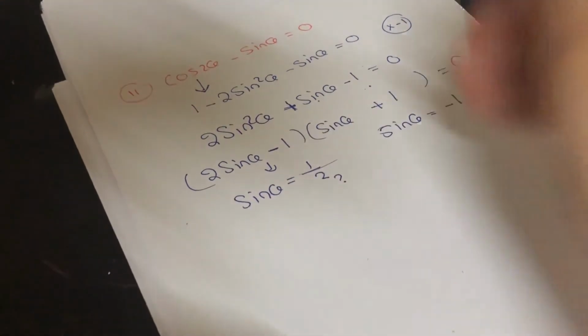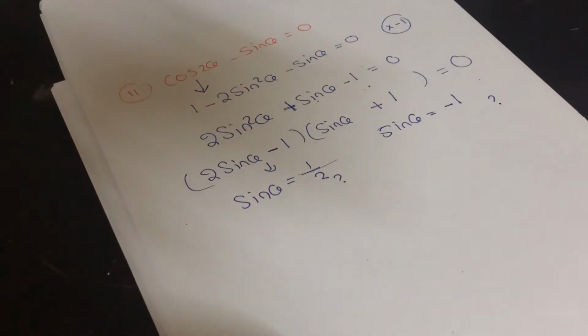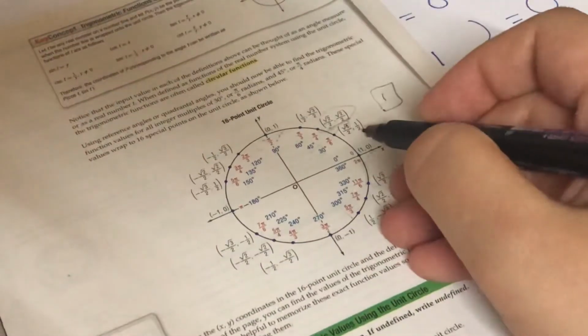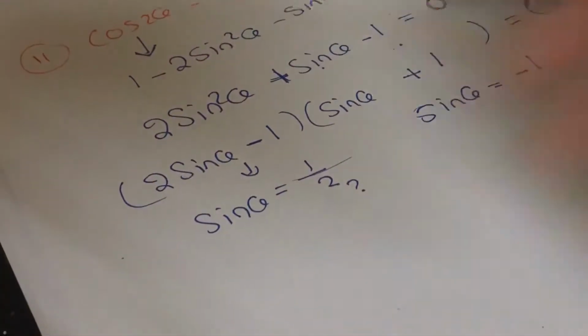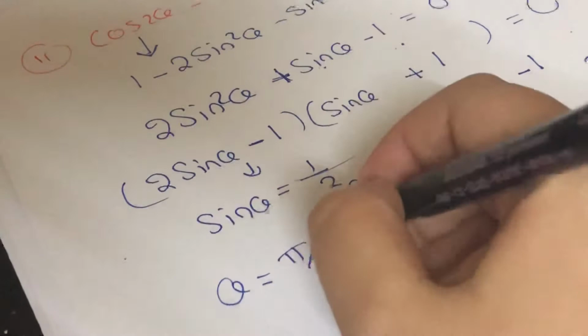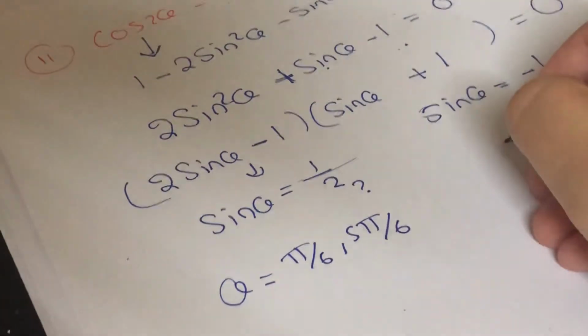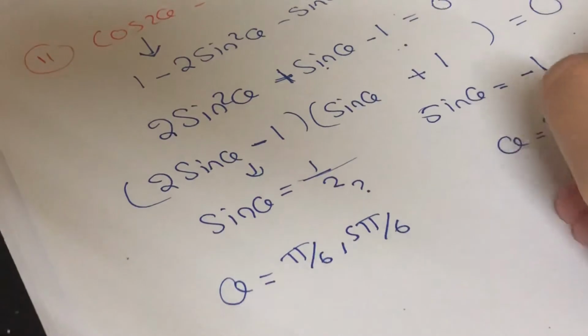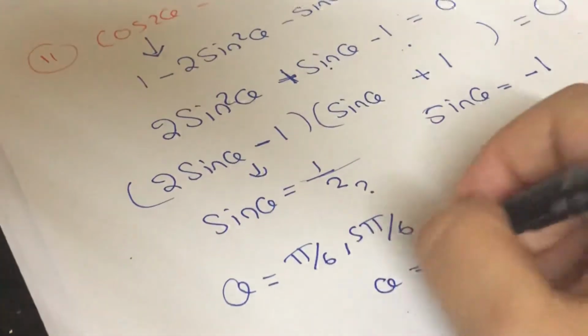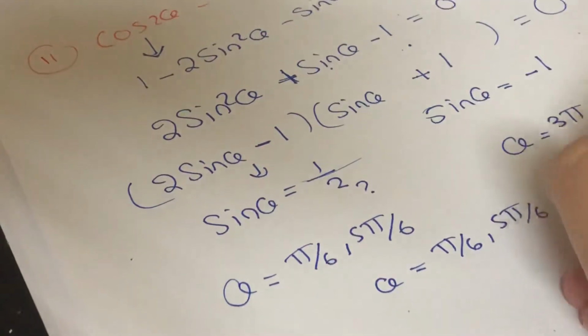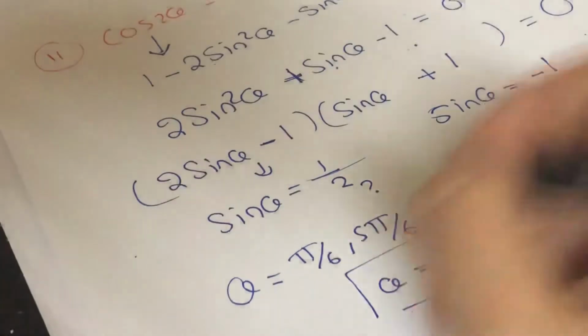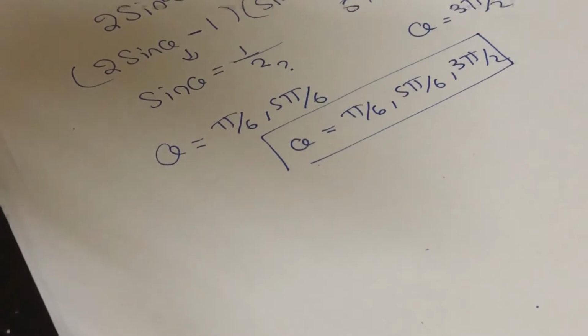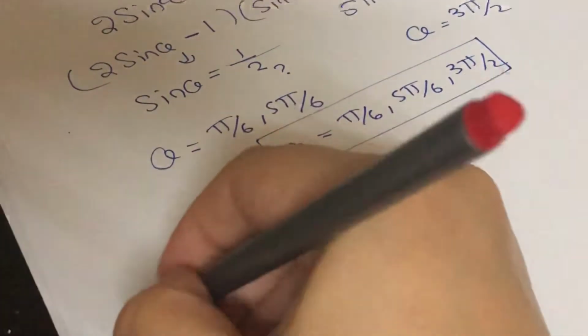When is sine equal to half? It's in quadrant 1 or 2. Sine is equal to half over here, and sine is equal to half over here. So again, theta is pi over 6 or 5 pi over 6. And when is sine -1? Sine is -1 at 3 pi over 2. So your answers are pi over 6, 5 pi over 6, or 3 pi over 2. You have 3 answers.